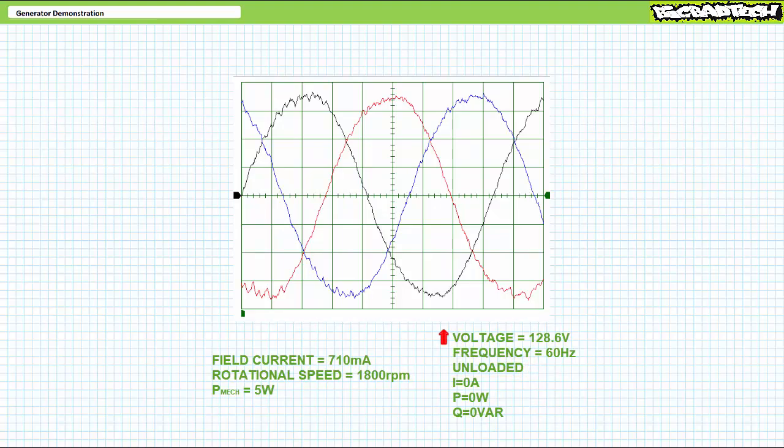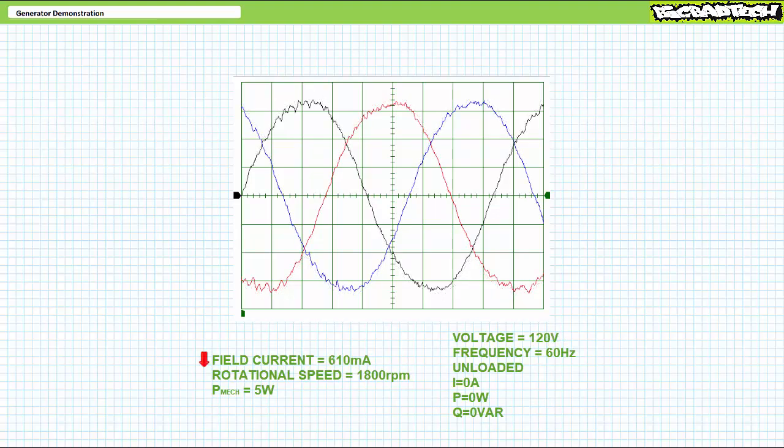To prevent damage, an operator needs to decrease field current. At roughly 610 milliamperes DC of field current, voltage magnitude stabilizes at the desired 120 volts. This confirms our theoretical expectations regarding voltage regulation for resistive loads.